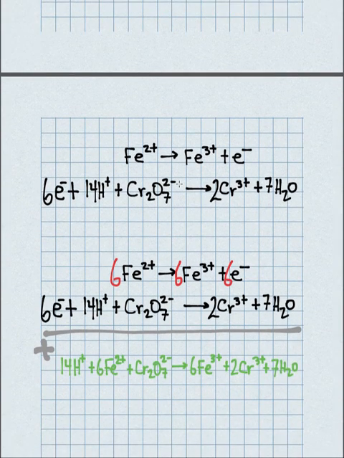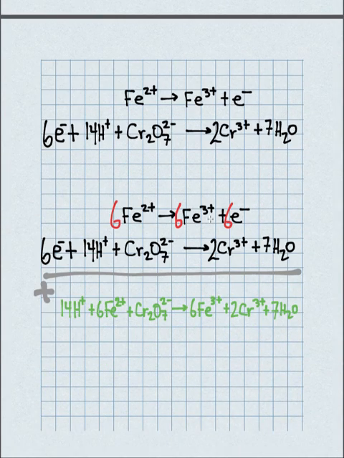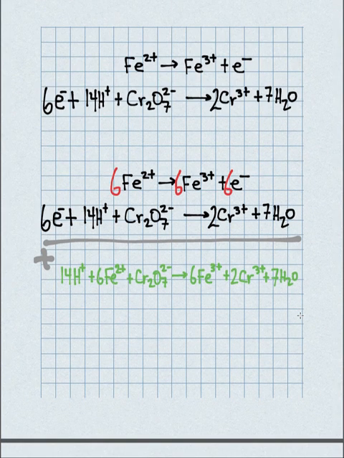Then I can add the 2 equations back together. These 6 electrons on the right cancel these 6 electrons on the left. And there's the overall, so whatever's left over and didn't cancel out is left over in your overall, hopefully balanced redox, aqueous phase redox reaction.